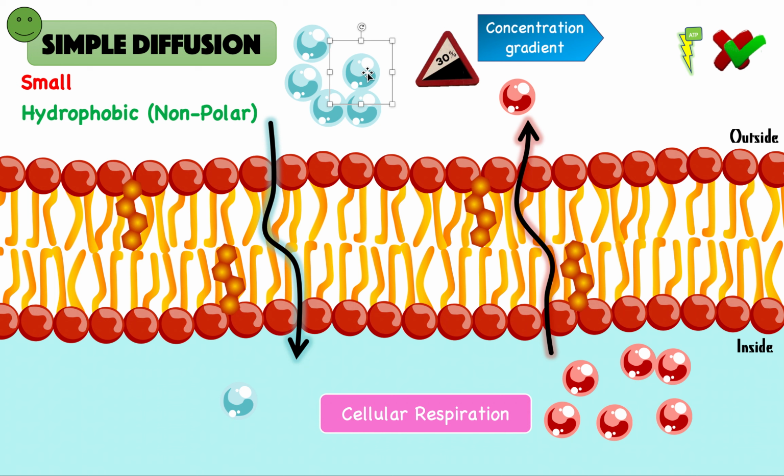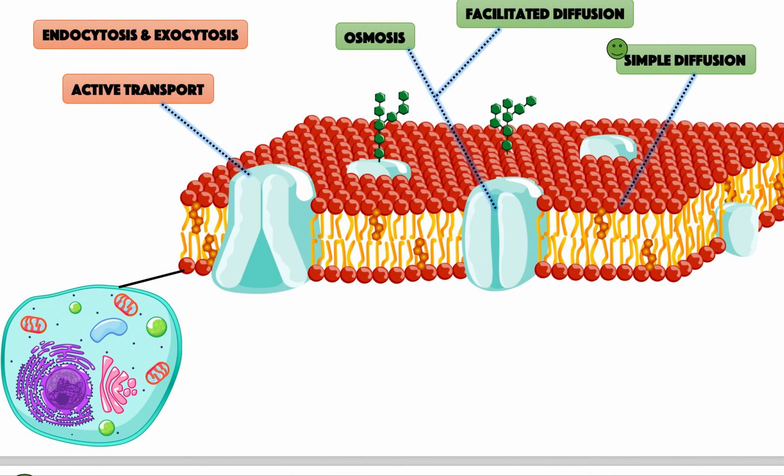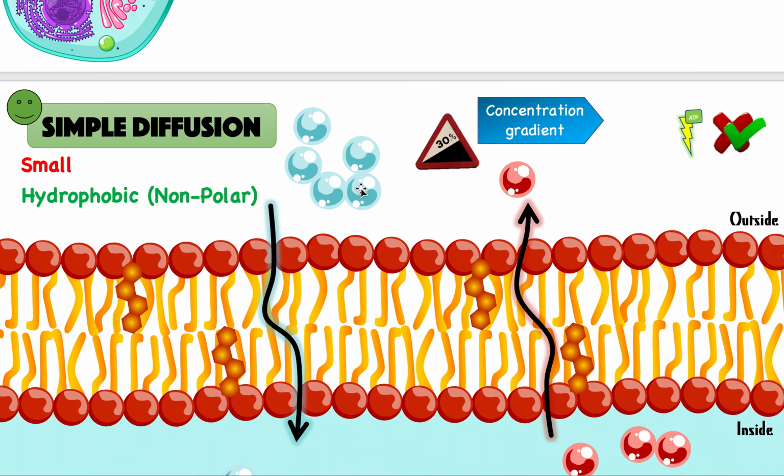Okay, so these are the two main requirements. They need to be small and they need to be hydrophobic. Another word for hydrophobic is nonpolar. So oxygen and carbon dioxide, they are hydrophobic. So they are nonpolar. They have no charges, no plus and minuses. They're just neutrals. They can very easily pass through this area that has no water. So those are the main molecules that can do simple diffusion. Big molecules and polar molecules cannot. They will need to use some of these other ways, which we'll talk about in the future.